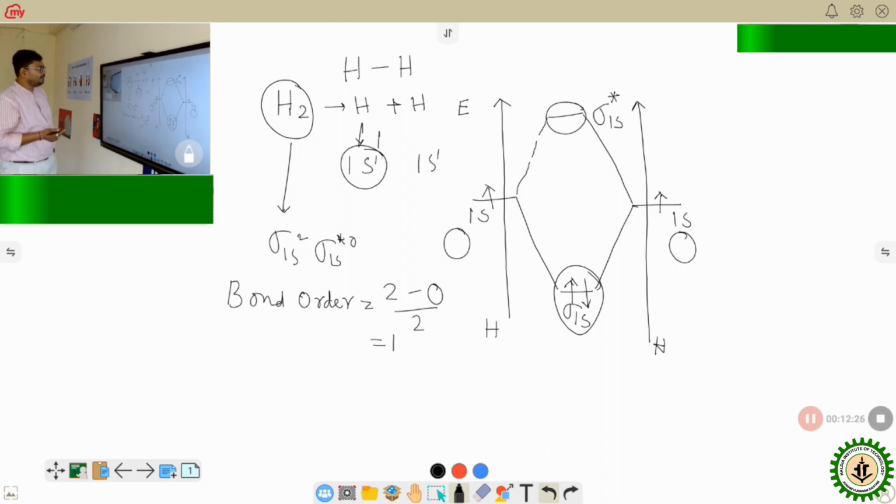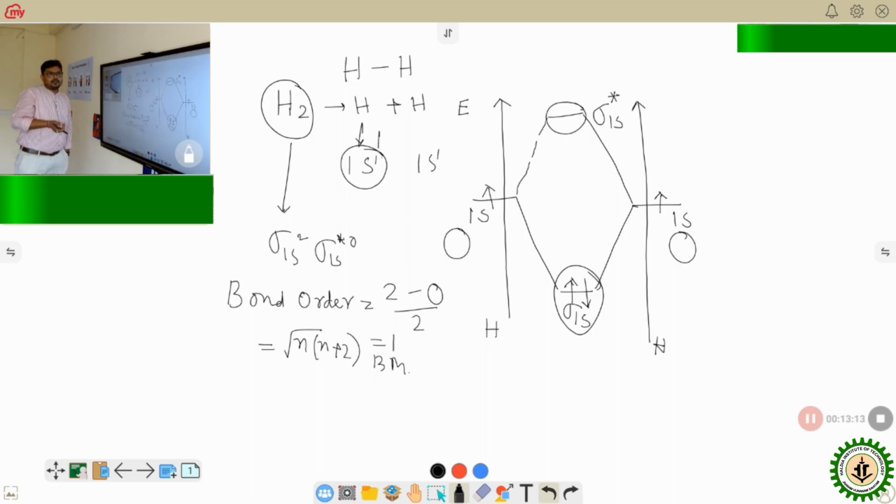We know the magnetic property depends on the unpaired electrons. So since there is no unpaired electron, we can say hydrogen is diamagnetic in nature. The magnetic moment is equal to root over n into n plus 2 Bohr magneton, where n is the number of unpaired electrons. So since in the hydrogen molecule we don't have any unpaired electron, the magnetic moment of hydrogen is 0, so that means it is diamagnetic in nature. So these are the things we can easily predict from the molecular orbital diagram.